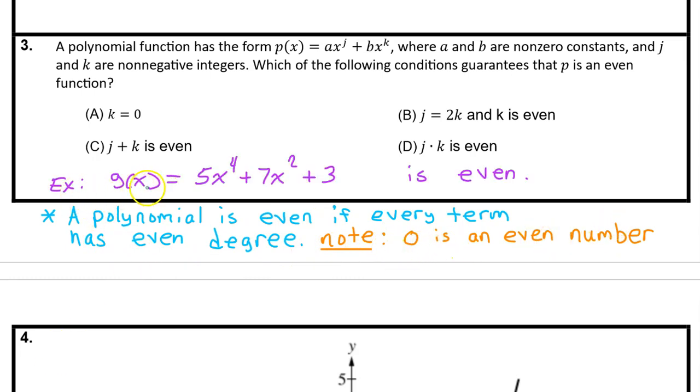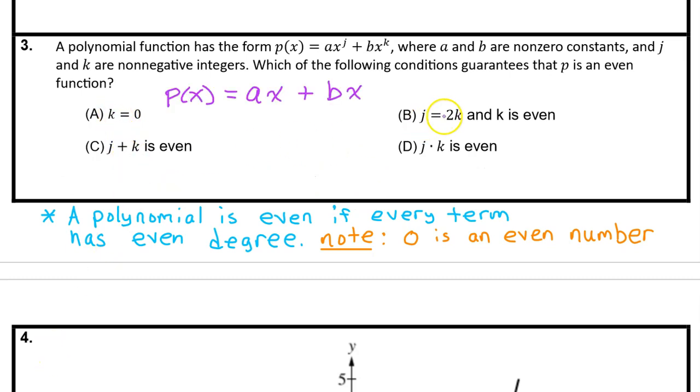For example, g of x equals 5x to the fourth power plus 7x squared plus 3 is an even function because all of the exponents are even. You see the 4 and you see the 2. What about the exponent here? Well, a constant is times x to the 0 power, and 0 is even as well.